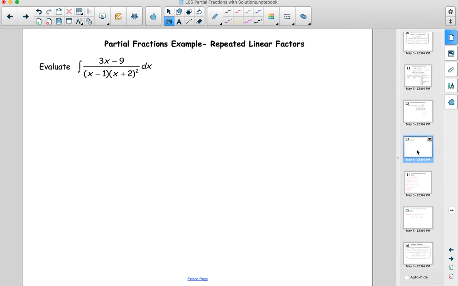All right, so moving on to this one, we're going to start with why don't you find the values of your constants, however many you think you need: A, B; A, B, C; A, B, C, D. And that will be up to you to decide. So it's a time to ponder pause.